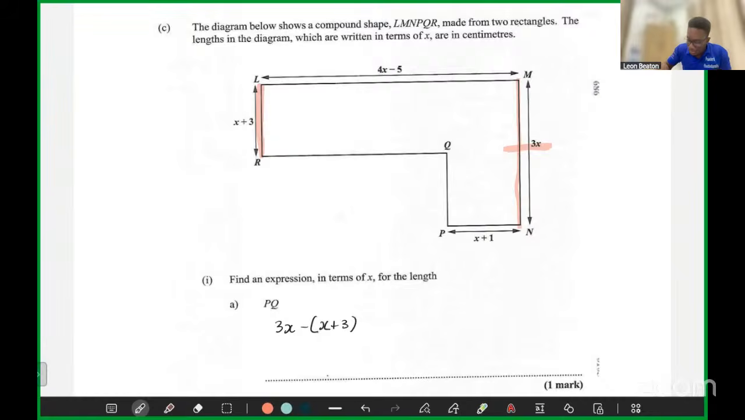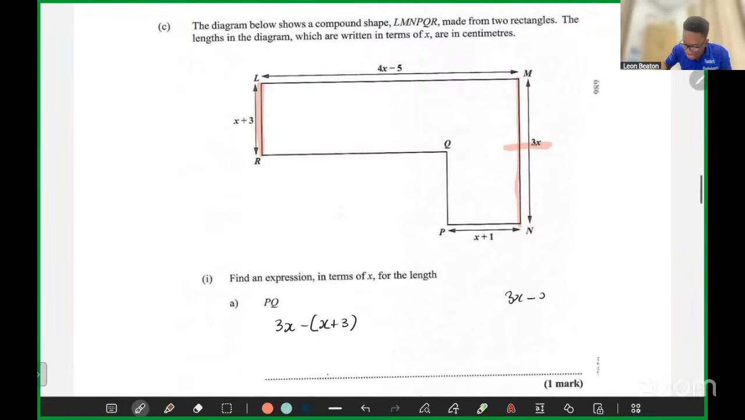So you can't put 3x minus x plus 3. This is wrong. You'll get a wrong answer if you do this. So you have to put the minus with the bracket like that. Very careful. So why do we put in the minus? Because the entire thing has to be subtracted from the 3x.